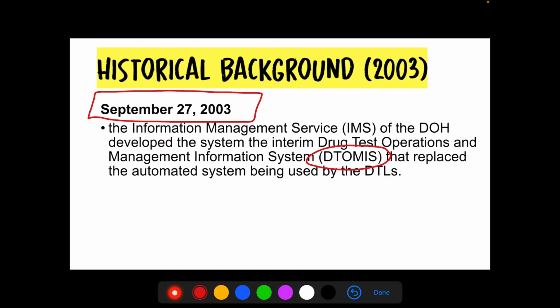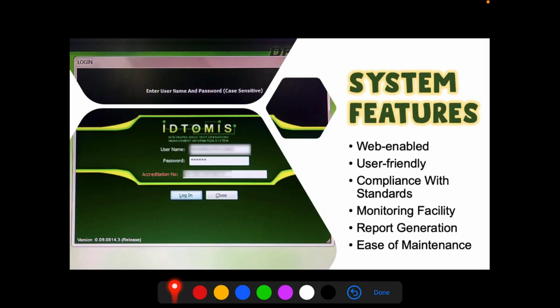So this IDTOMIS was developed. So what are the system features of IDTOMIS? Number one, it's web-enabled. The client verification system is web-enabled, which allows the drug testing laboratories to verify pending transactions. And it is also accessible to the DTLs and agency data beneficiaries from any internet-capable terminal, anytime and of course anywhere.